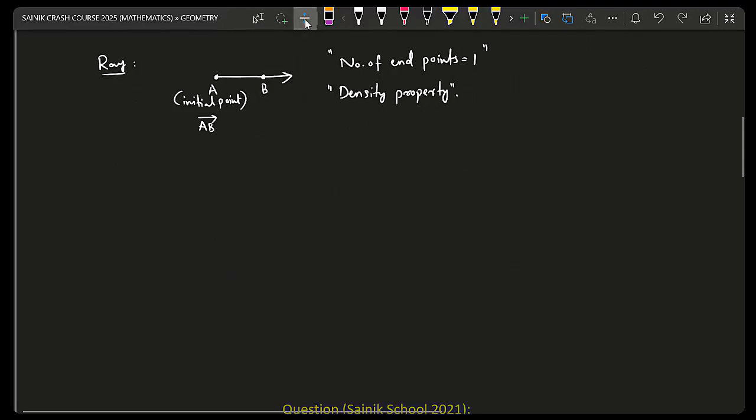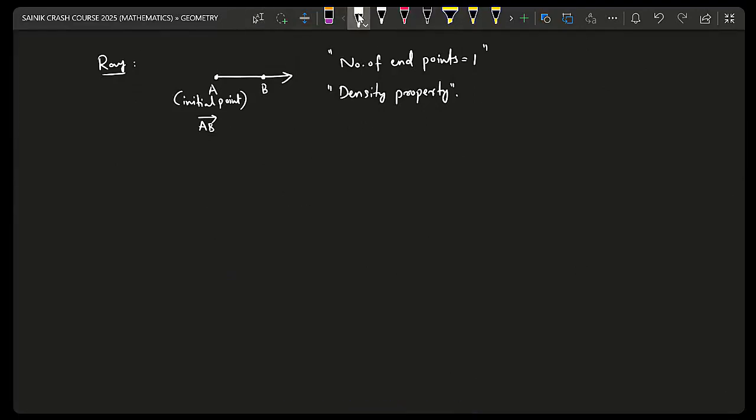Line segment can be defined in geometry. Line segment is a defined term. Point is undefined, line is undefined, ray is undefined, but line segment is defined. In short, line segment can be called segment also. So let us understand what is line segment.